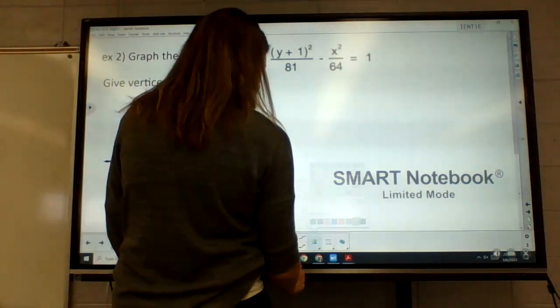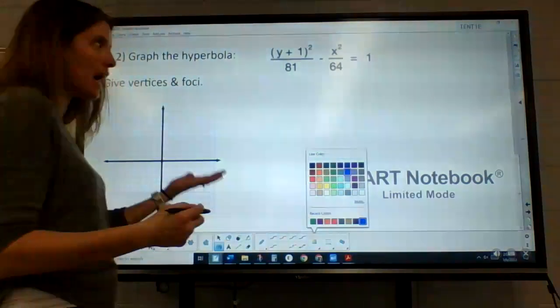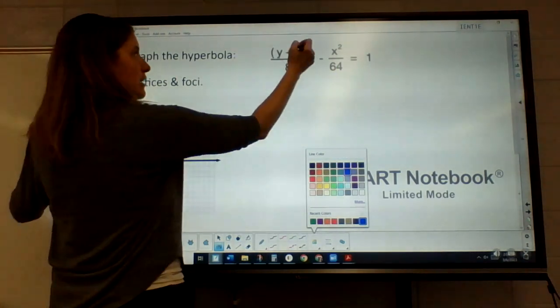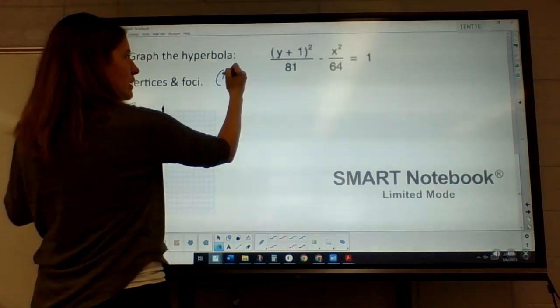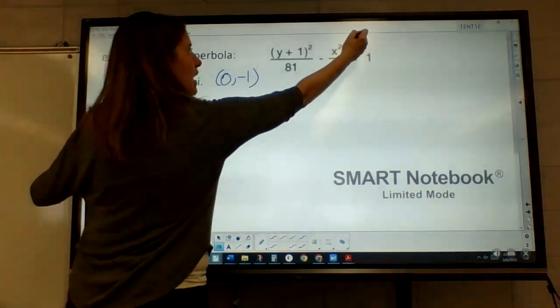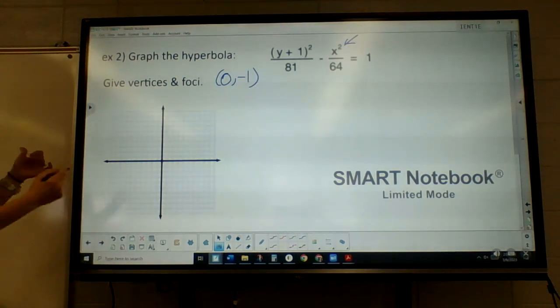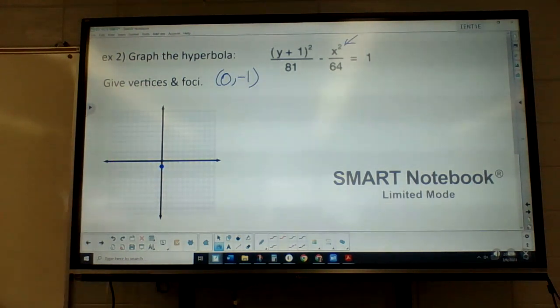So in this case, we're going to switch over to now just talking about what to do with what we have right now. So first of all, my center, remember, is still always h and k. So this is 0, -1. There's nothing here for my h, so my x coordinate of my center is 0. So I'm just going down -1 for my center.